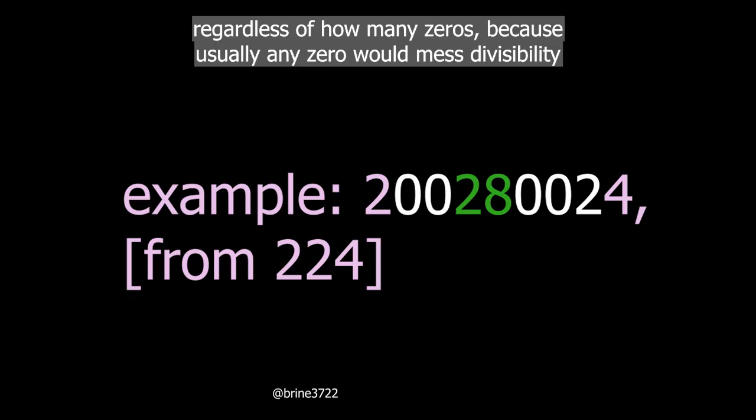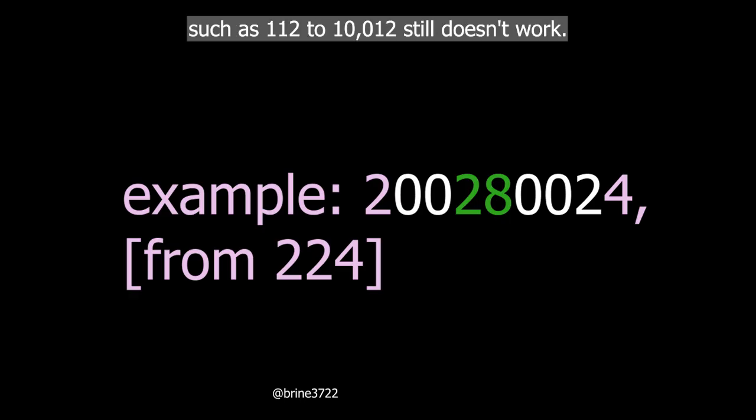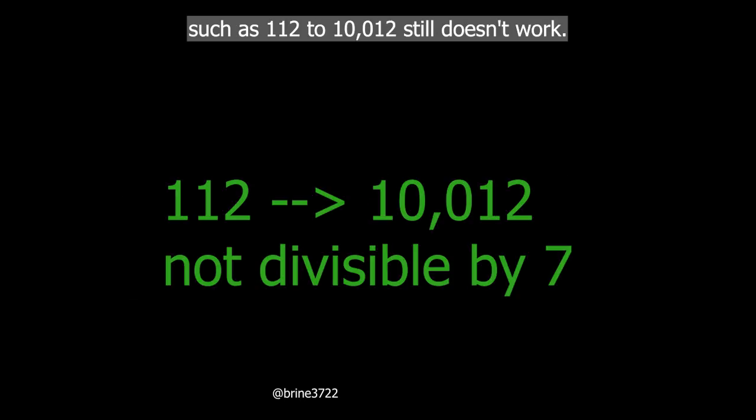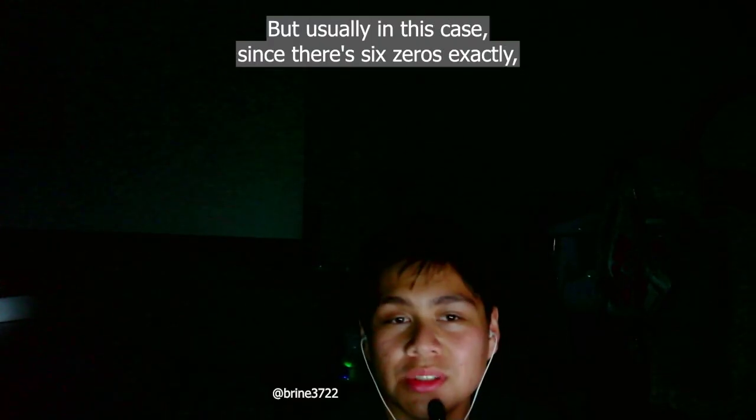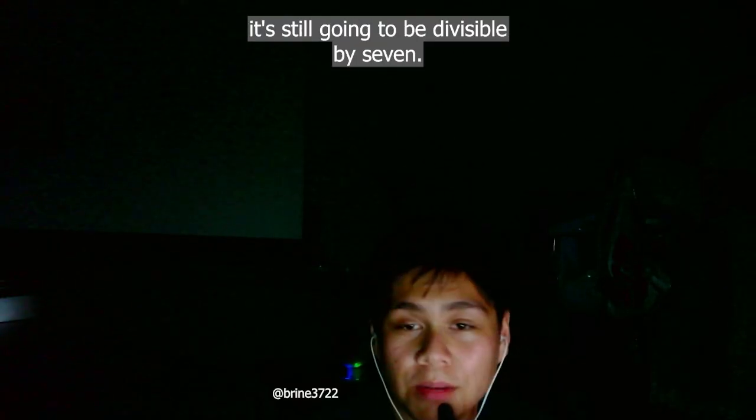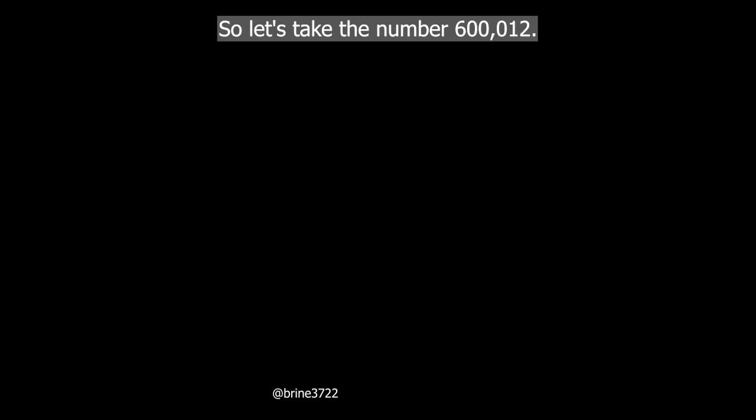a certain amount of zeros, and it will still be divisible by 7 regardless of how many zeros, because usually any zero would mess up divisibility, such as 102 to 10,012. Still doesn't work. But usually in this case, since there are exactly 6 zeros, it's still going to be divisible by 7. So let's take the number 600,012.